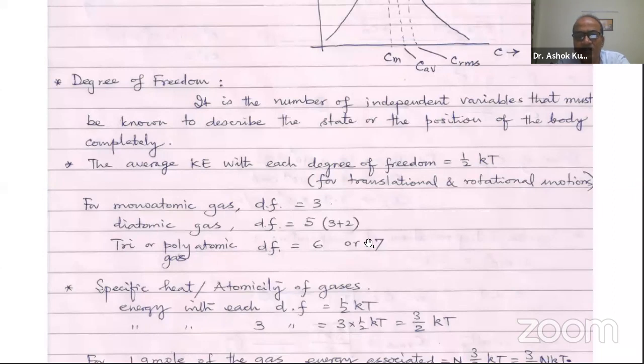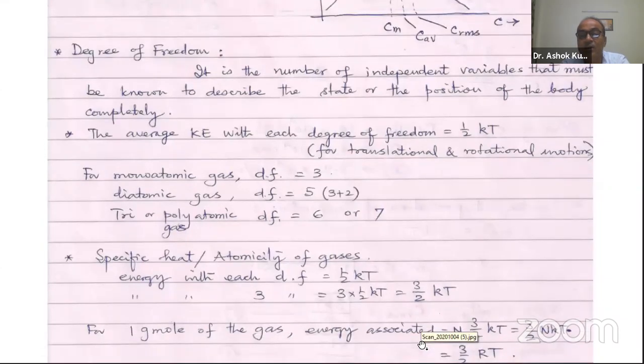So whatever be the situation, in general we have 3, 5, and 6 degrees of freedom for a molecule, and depending on that, we find that we have different values of energy associated with the molecules.